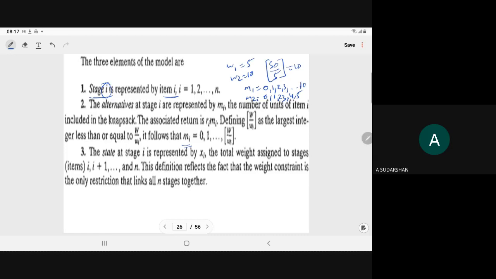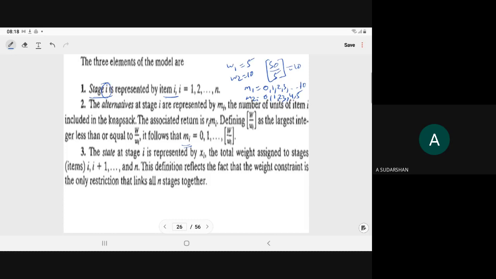State represents the remaining weight for stage i plus 1, stage i plus 2, and stage n. Means state i represents the remaining weight for the ith, the i plus 1th, the i plus 2th, or nth stage. So the state at stage i represents x_i, the total weight assigned to stage i plus 1 to n. This definition reflects that the weight constraint is the only restriction that links all the stages together.